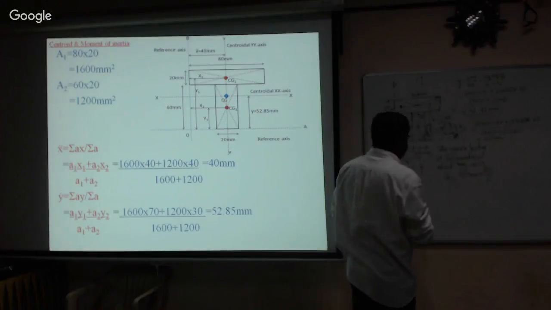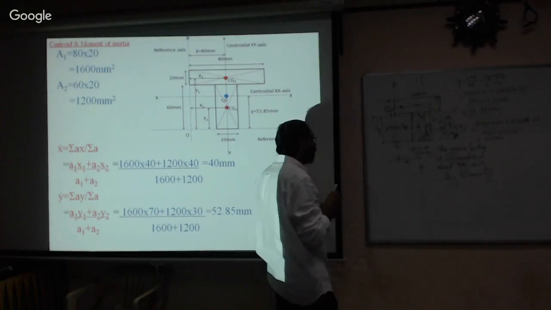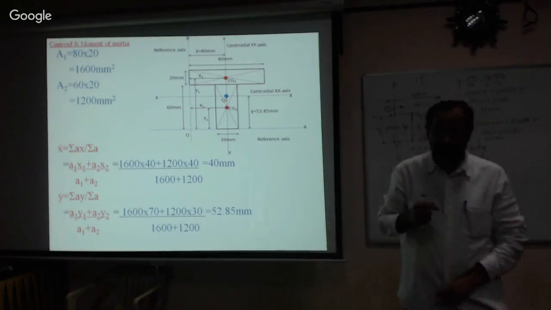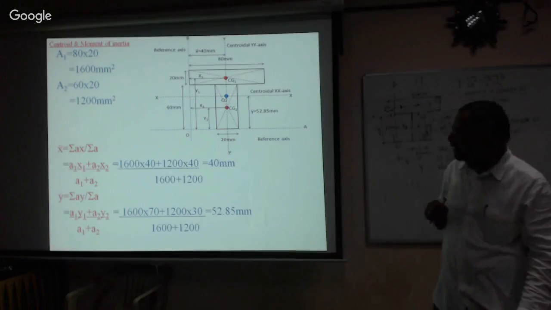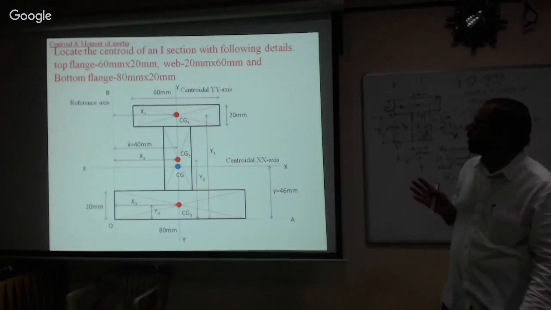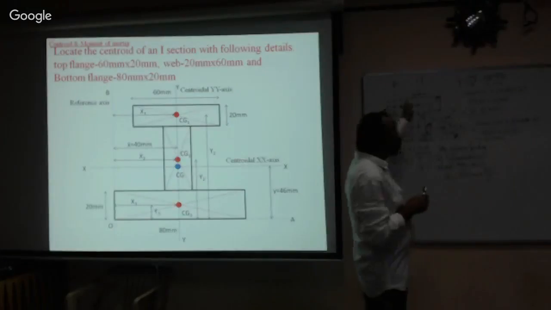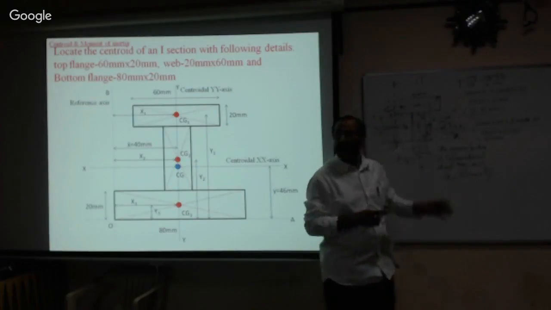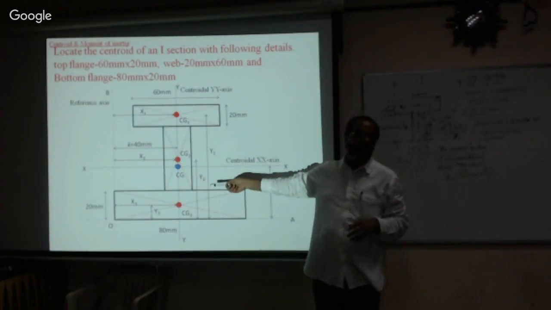Okay, this is how we can calculate the centroid. There are so many other problems also. You find out and check with them. Then see, this is one more problem, an I section. Earlier we had two sections; now here we have three sections.